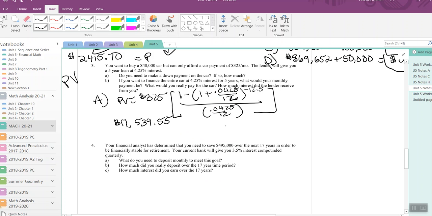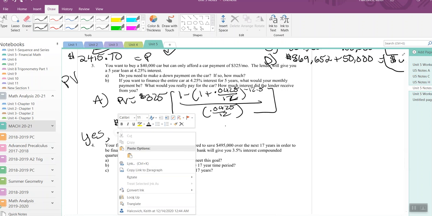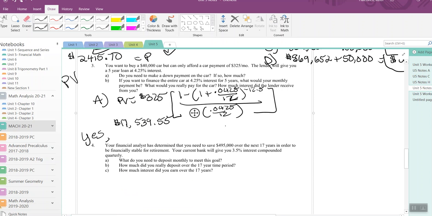So do you need to make a down payment on the car? The answer would be yes. You would have to make a down payment of the rest. So you would subtract $40,000 minus $17,539.55, and you would get $22,460.45 would have to be your down payment for part A.